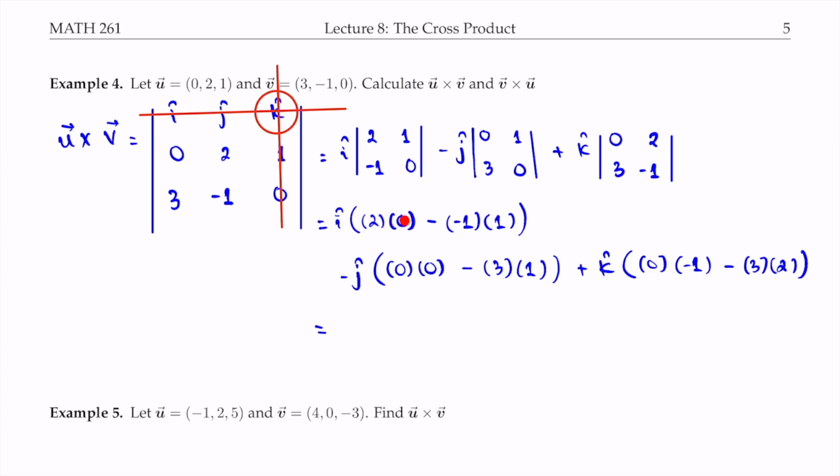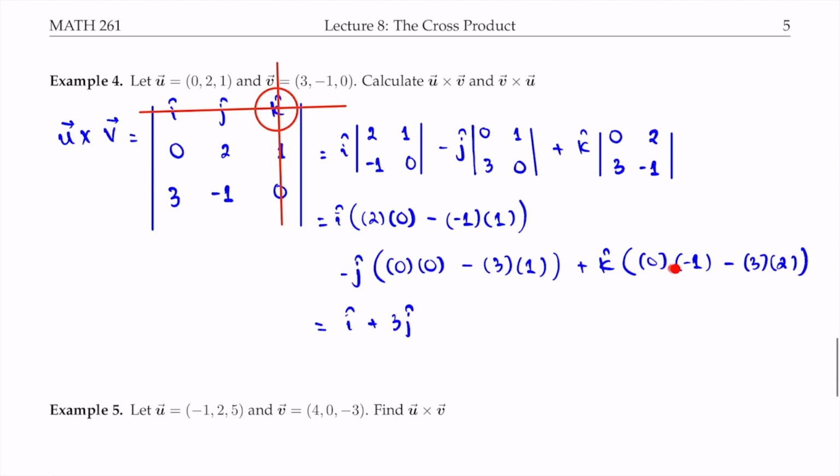So we're going to get, this is 0 minus -1, so it becomes +1, so it's just 1 times i, or just i for that matter. You have -j times -3, so you have +3 or 3j. And for the last term, you have here 0 times -1 is 0 minus 6, so you have minus 6k. So that is the result of the cross product of u and v.